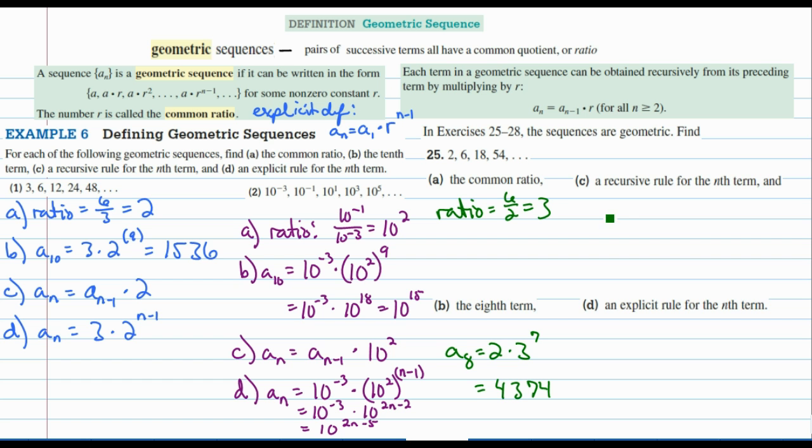4,374. A recursive rule for this geometric sequence would be the previous term times the common ratio 3. And an explicit rule would be starting with the first term and then multiplying by n minus 1 3's, or 2 times 3 to the n minus 1.